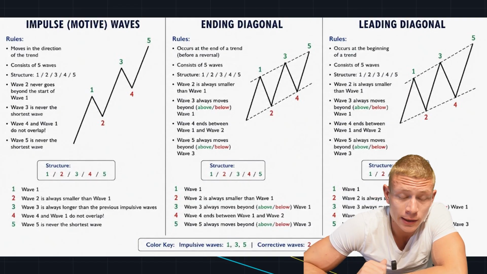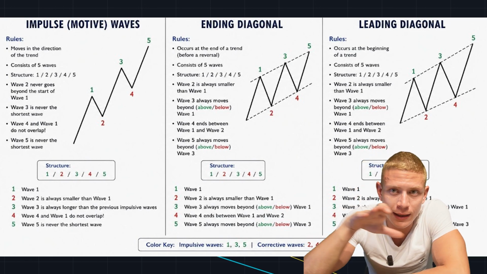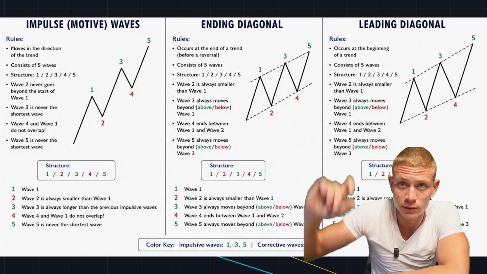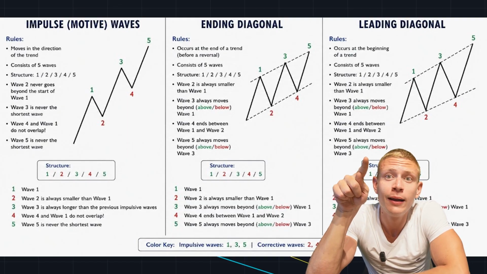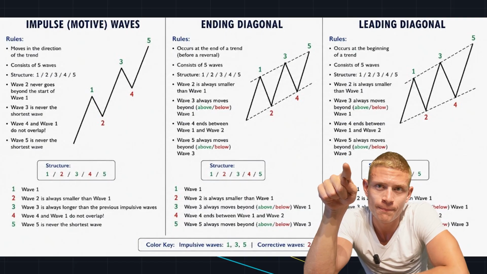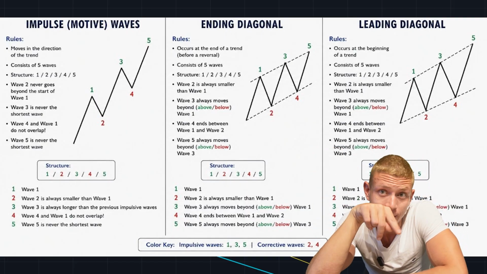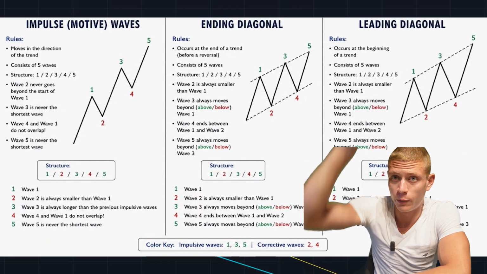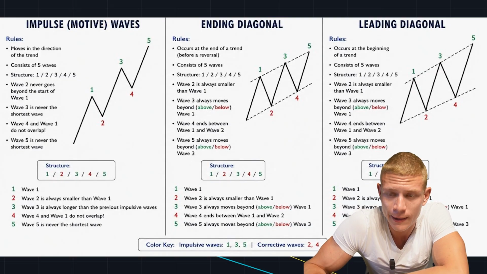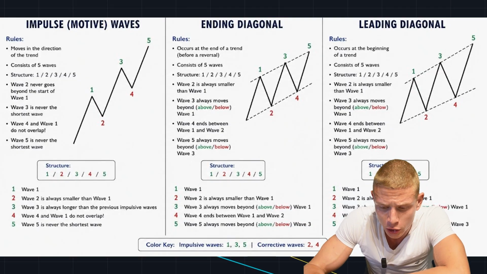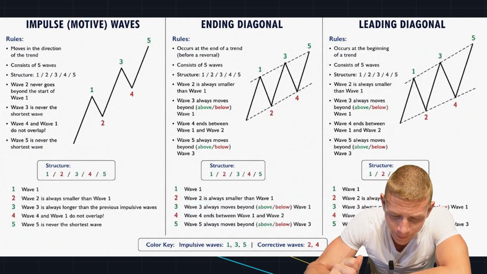In the ending and leading diagonal, you must know that the wave 3 can never be the shortest. So let's say, for example, we have an ending diagonal to the upside. It can be that the wave 1 is the longest, then the wave 3 a little bit shorter, and then the wave 5 even shorter. It can also be completely vice versa, that the wave 1 is the shortest, and then we have a longer wave 3, and then an even longer wave 5. Just not the wave 3, it can just not be the shortest, okay? In no impulse, not in the ending diagonal, not in the leading, not in the impulse, in none of those. So that is one very important thing.